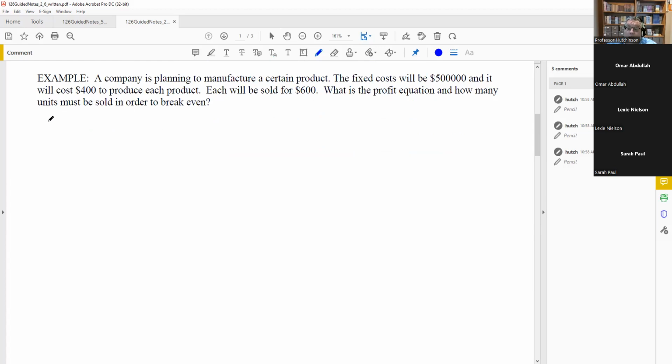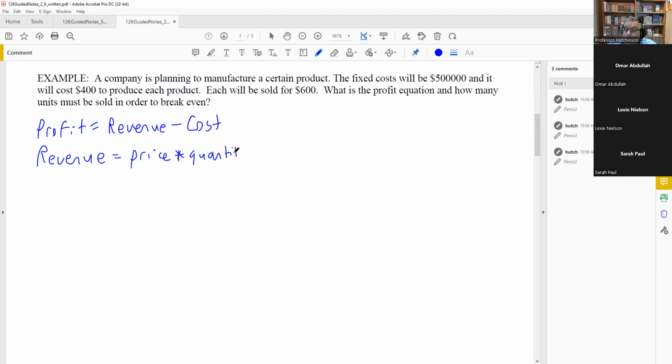So first of all, we have the profit is equal to the revenue minus the cost. Okay, so profit is revenue minus cost. That's the definition that you have to know on this problem. Another one that you want to know is the formula for revenue. Revenue equals price times quantity. Okay, so we have to know those two definitions in order to do this particular problem here.